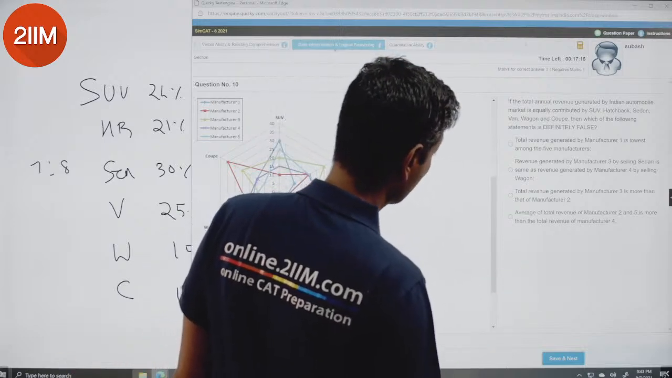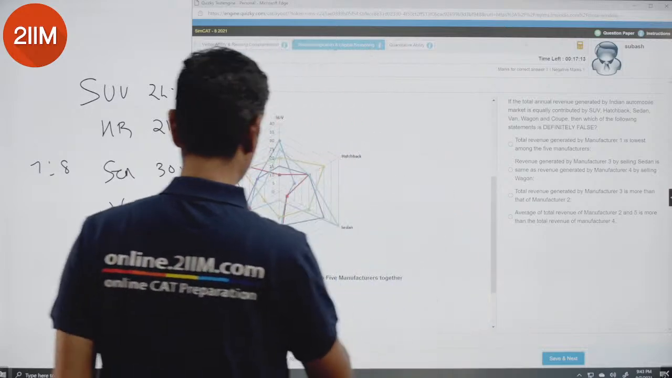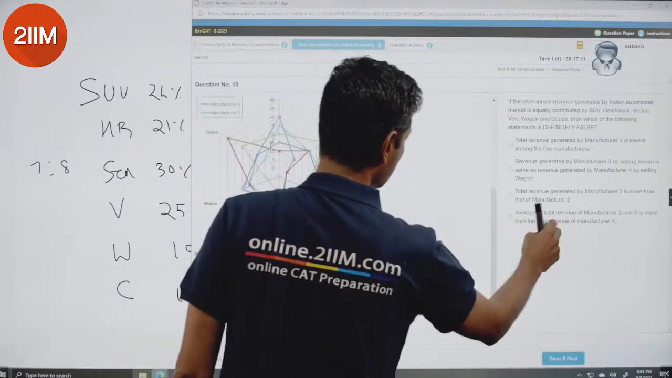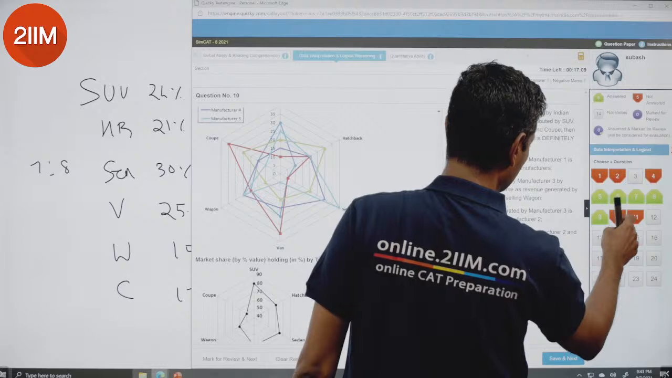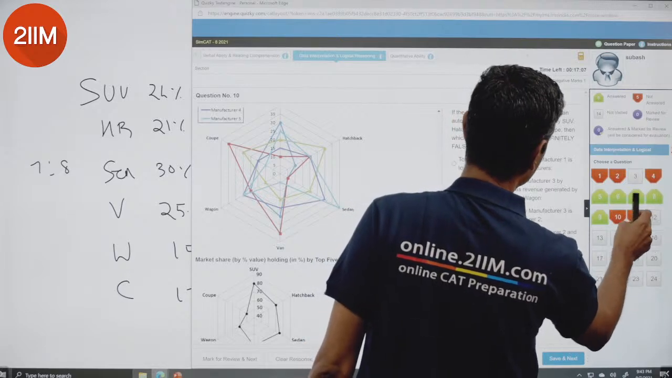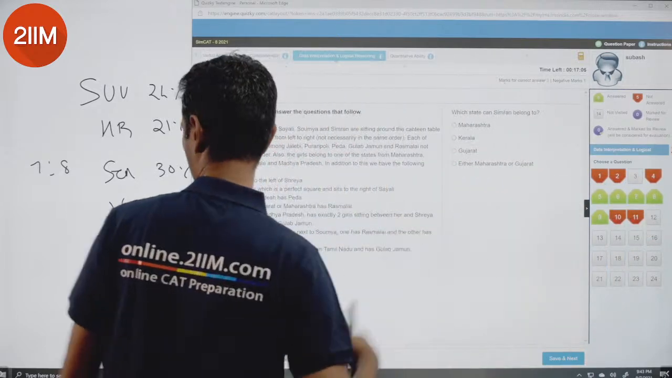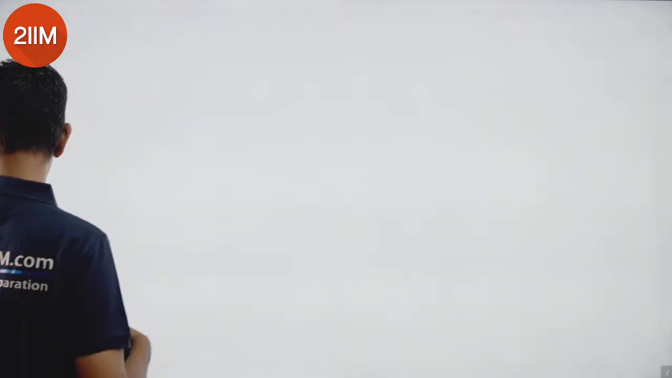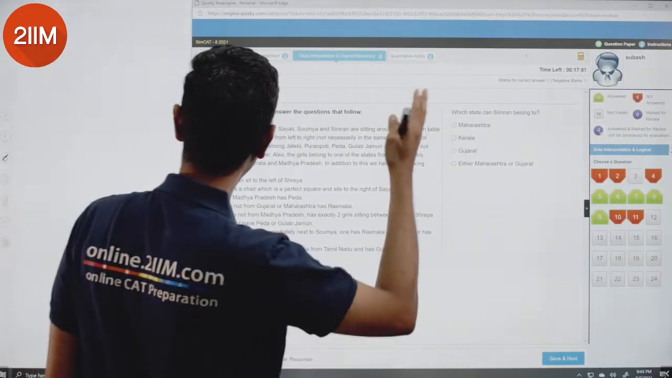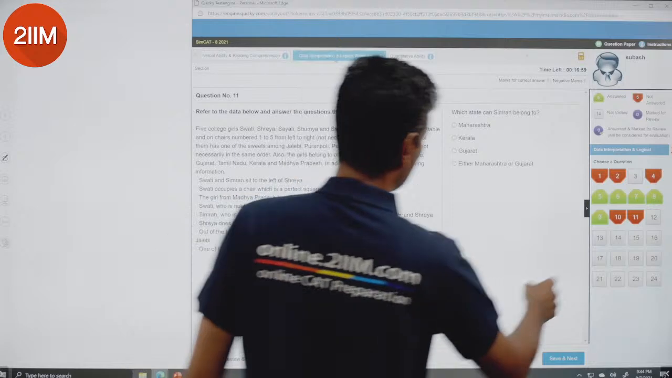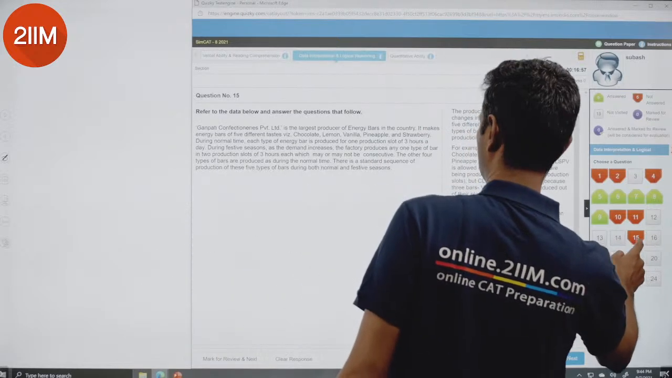Average of total revenue of manufacturer 2 and 5 is more than, I'm skipping this. This is not worthwhile time investment. So I think I'm already in trouble in this section. Again, back because of lack of good selection. Let's go do this. Hopefully we'll get this right and salvage this section. But we're doing horribly on time. Let's see, 11 to 15 at least, or only 14.